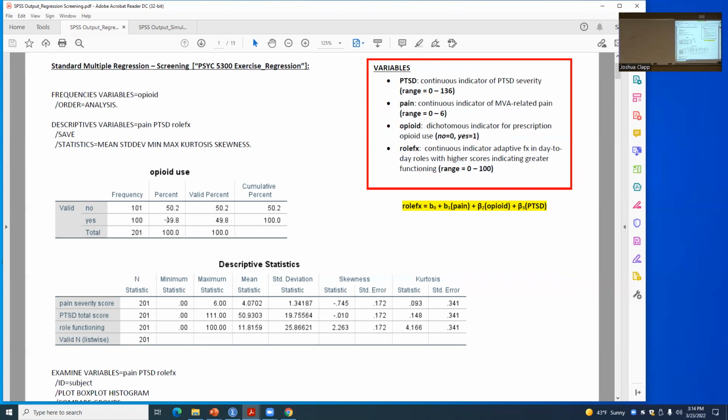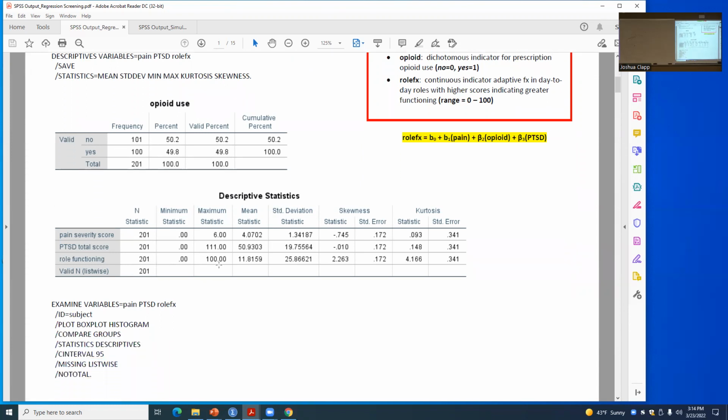medications and 100 people with medications. We're pretty good there. We've got a nice balanced dichotomous variable. So half of our sample are on meds, the other half aren't. So this is pretty good, right? I'm feeling good about this. I'm going to ask for my descriptive statistics, right?